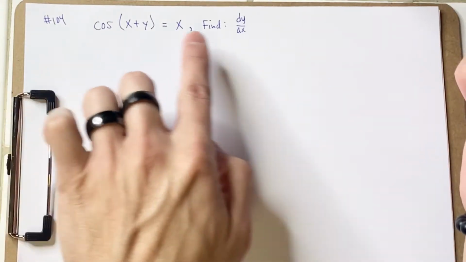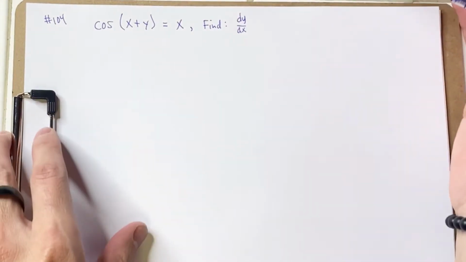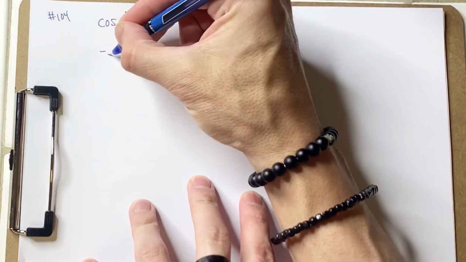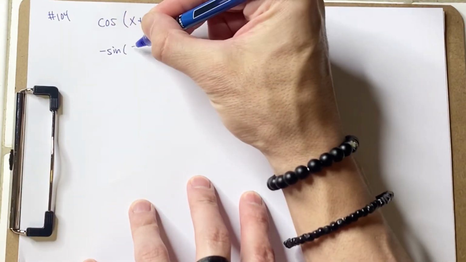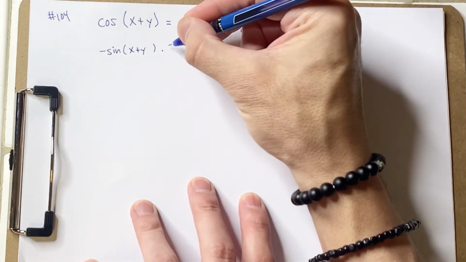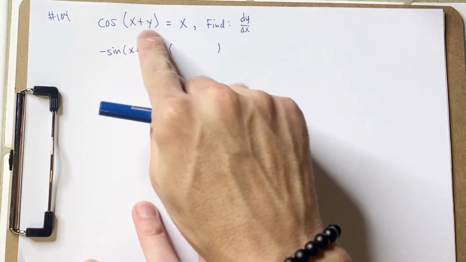We're given this equation. We want to find dy/dx. So let's begin here. The derivative of cosine is going to be negative sine. And we know that we keep the stuff the same, but then we multiply by the derivative of the inside stuff.